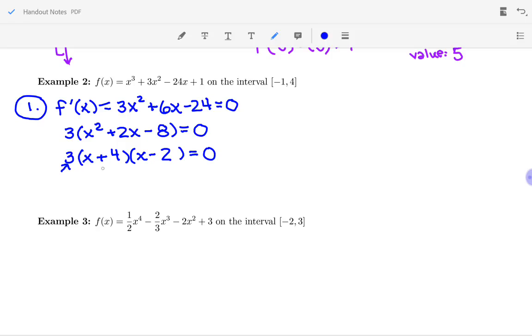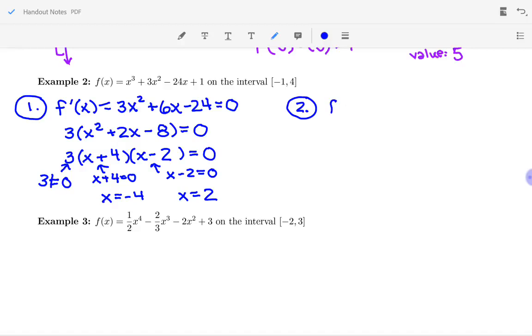And I have 3 factors, so I could try to find 3 critical numbers for this derivative that we just factored. Well, nothing makes 3 0. What makes x plus 4 0 would be a -4. And what makes x minus 2 0 would be a +2. So I have 2 critical numbers, and I'm going to test that and compare it to the endpoints.